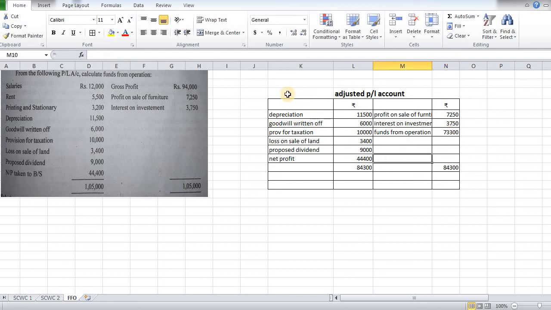So in the adjusted P&L account we identify the various non-fund or non-operating expenses and also non-fund or non-operating income. All non-fund and non-operating income are credited and all non-fund and non-operating expenses are debited. We will write the opening balance of net profit on the credit side and the closing balance on the debit side. The balancing figure will be the funds from operation.